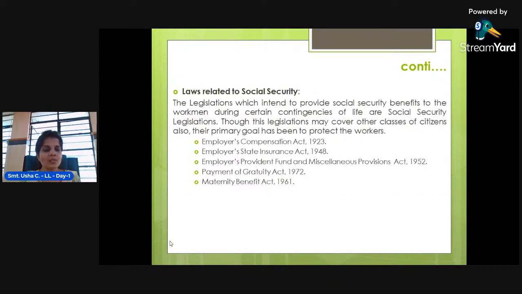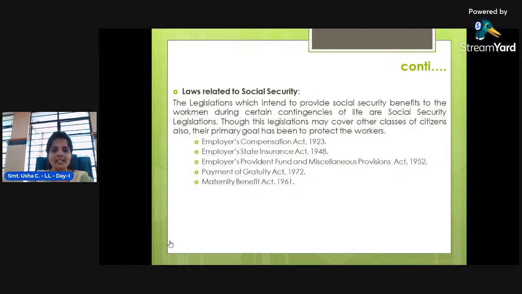Okay. Laws relating to social security. As we discussed about social security, it is meant to protect against future contingencies. Suppose an employee dies, what happens next to his family members, and who will take care of them? The employer, either through monetary benefits or by giving a job to the dependents, must make such an alternative arrangement. So the social security legislations protect the employees by providing social security benefits.